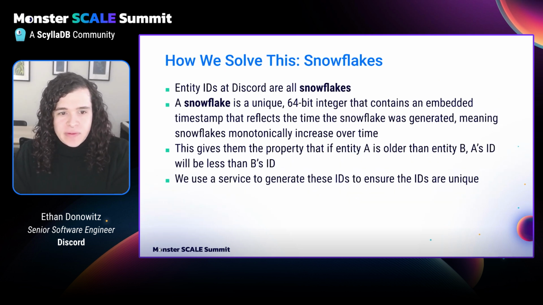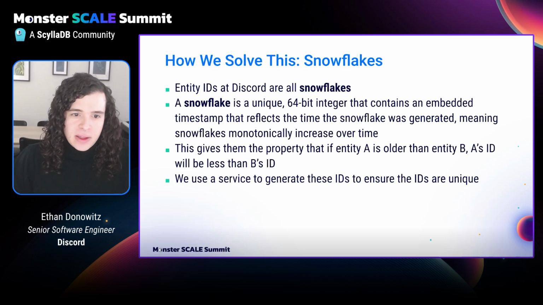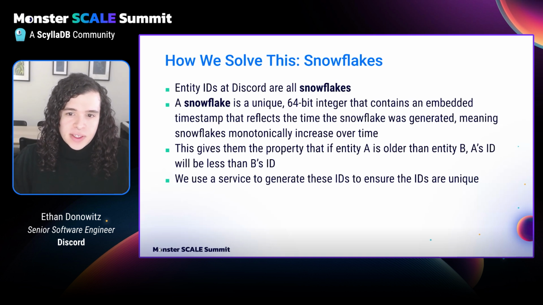Well, how do we solve this? So most of the IDs we use at Discord are snowflakes. A snowflake is a unique 64-bit integer that contains an embedded timestamp that reflects the time the snowflake was created. This gives them the property that snowflakes monotonically increase over time as you generate them. This is very useful because if entity A is older than entity B, A's ID will be quantitatively less than B's ID.